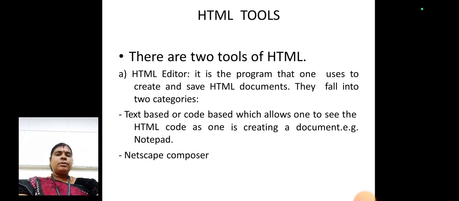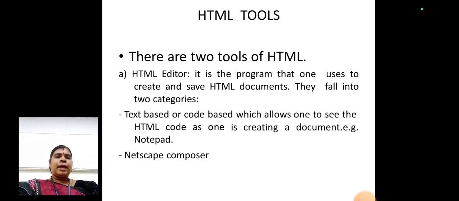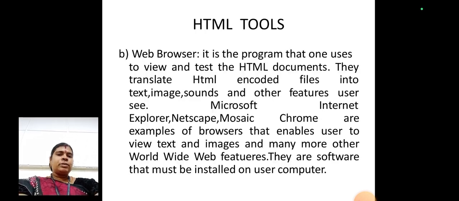HTML tools. There are two tools of HTML. HTML editor. It is a program that one uses to create and save HTML documents. They fall into two categories, text-based or code-based, which allows one to see the HTML code as one is creating a document. Example, Notepad, Netscape Composer.